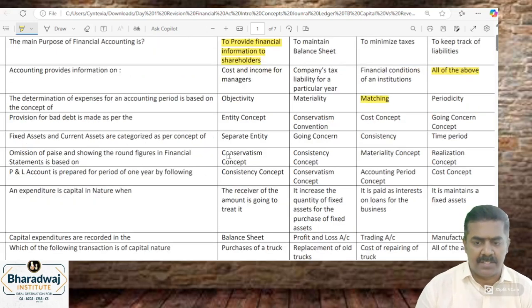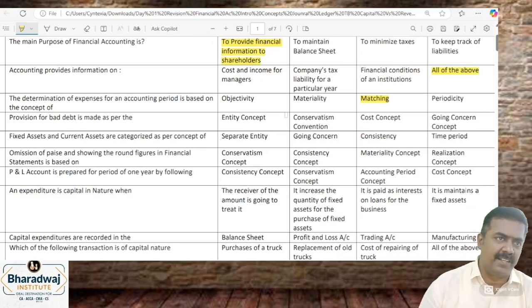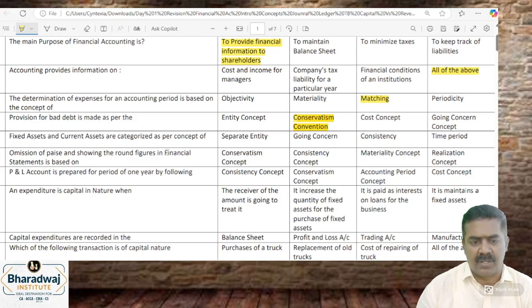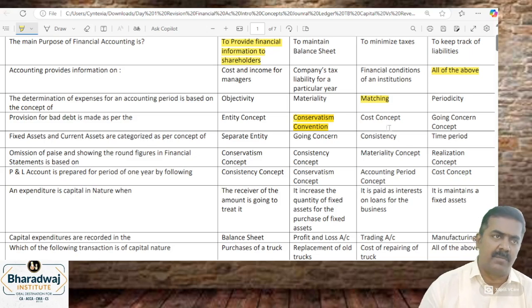Provision for bad debts is made as per, why do you provide for bad debts? Conservatism. Provide for all losses. Fixed assets and current assets are categorized based on time period. Fixed asset is long term, current asset is short term. Based on time period.